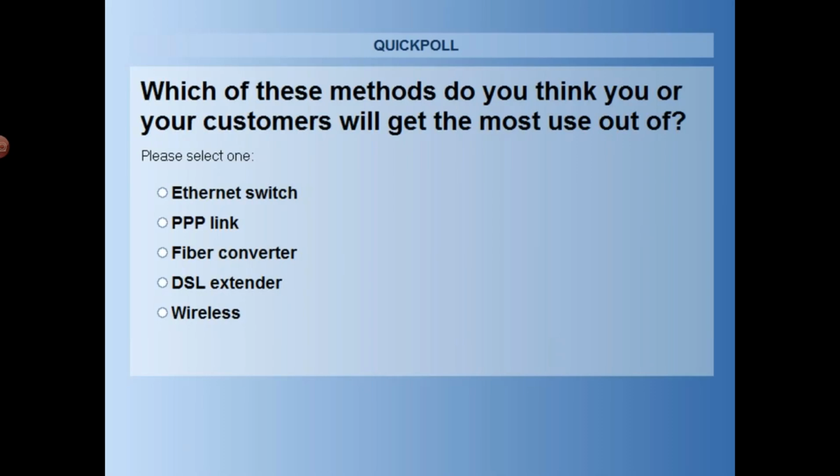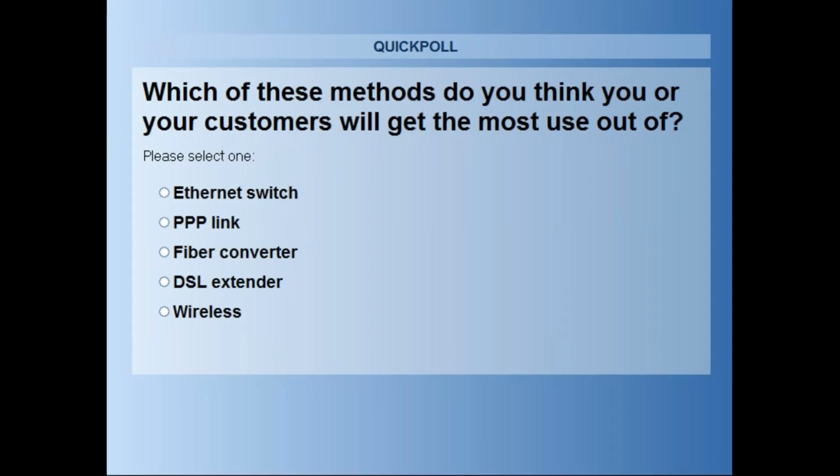And with that, I'd like to take the last poll question here, which is, of all of these methods, what have you seen that would be the most useful for you or for your applications? Would it be an Ethernet switch, a PPP link, a fiber converter, a DSL extender, or wireless? We're going to give you just a few minutes here to answer.